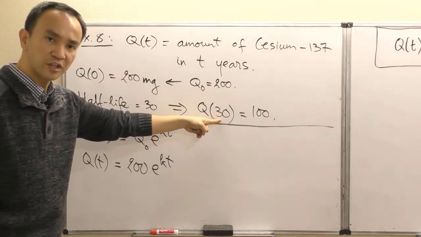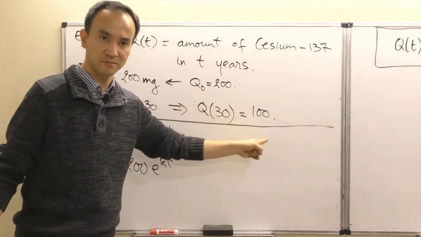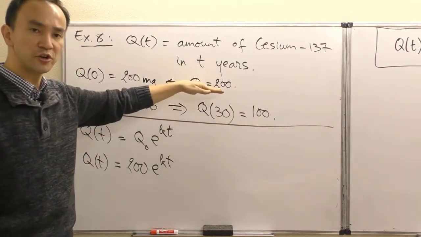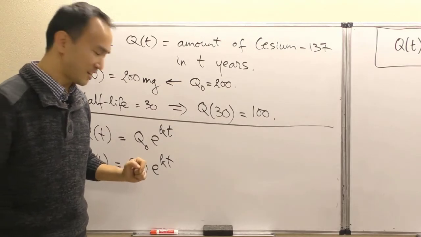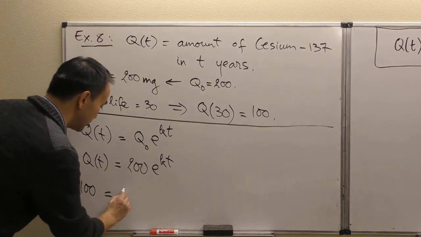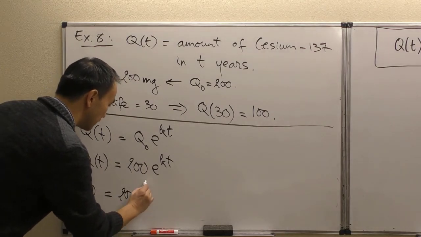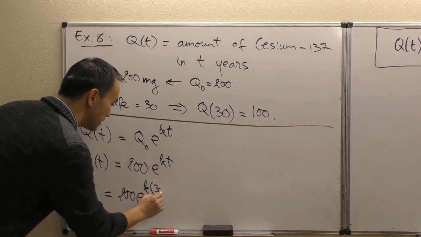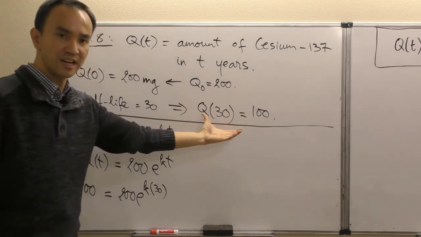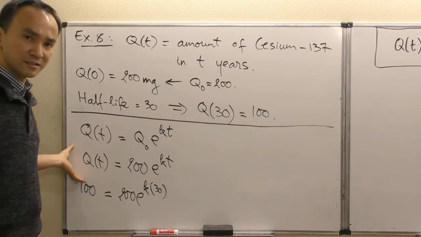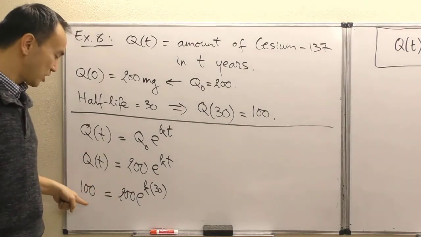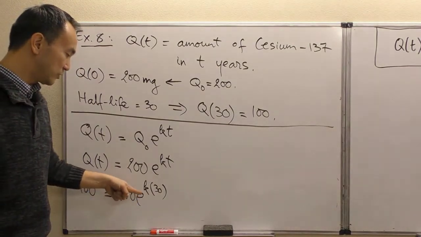Okay, so now this next piece of information is useful here. When t equals 30, the quantity decays down to 100, which is half of the initial amount. So in that way, 100 equals 200 e to the k times 30 years. Substituting that information into our halfway-done equation, we produce this equation: 100 equals 200 e to the 30k.